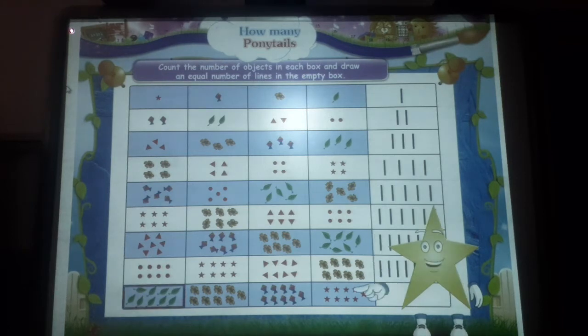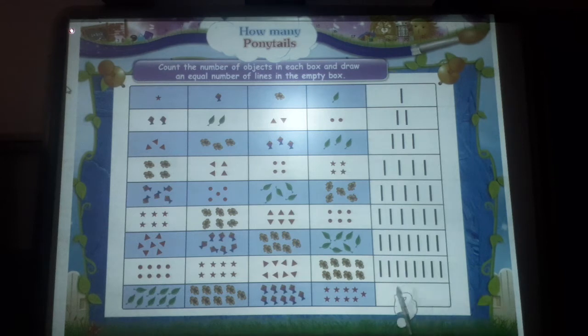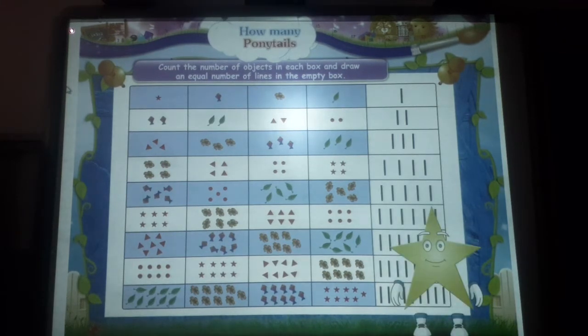Nine leaves, nine flowers, nine kites, nine stars. Draw 9 lines. Good job, Starry. So, we have learned counting the objects.